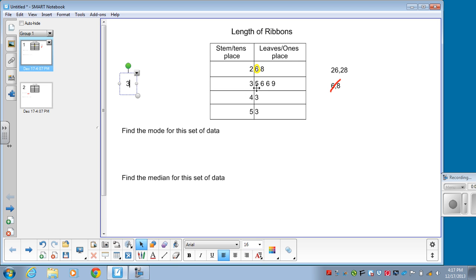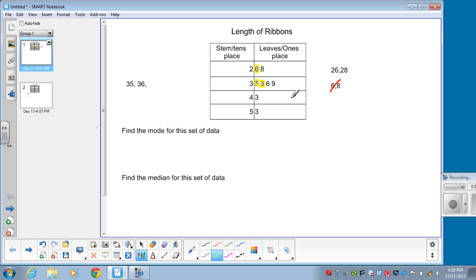The first number is a 5, so 3 and a 5 is 35, comma. I'm done with the 5. I look at the next one, 3 and a 6 gives me 36, comma. So let me highlight that one.